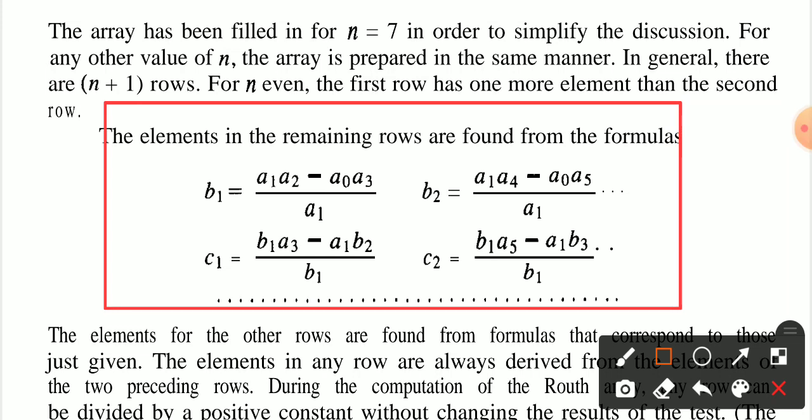b1 is equal to a1 a2 minus a0 a3 by a1, and b2 is equal to a1 a4 minus a0 a5 by a1, and c1 is equal to b1 a3 minus a1 b2 by b1, and c2 is equal to b1 a5 minus a1 b3 by b1.